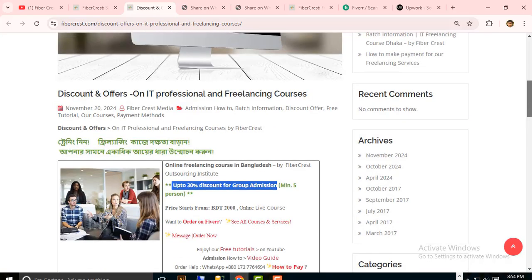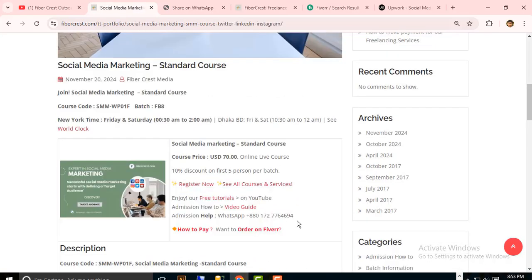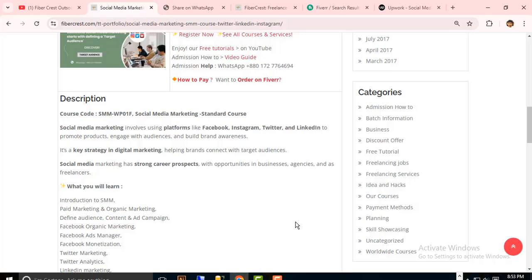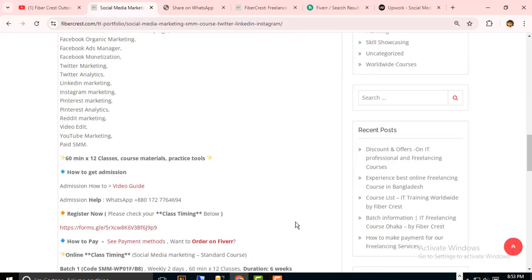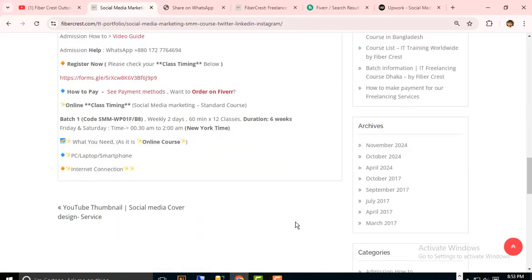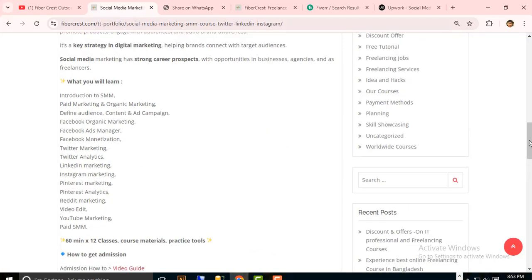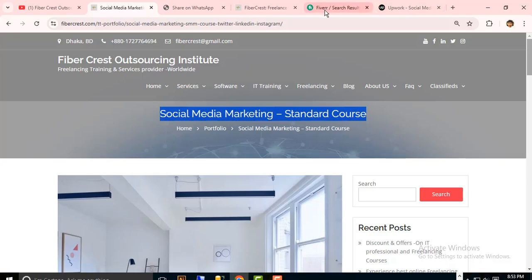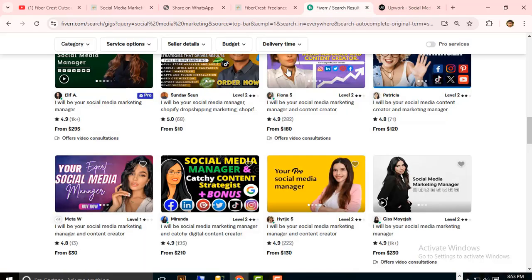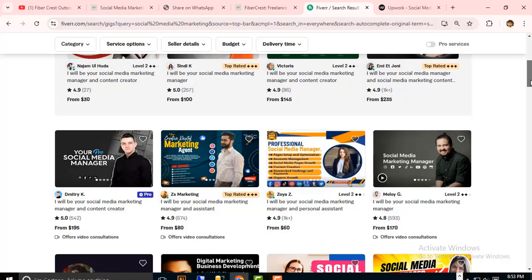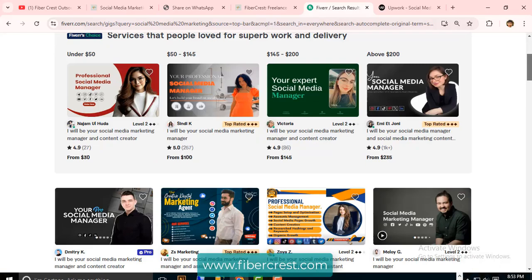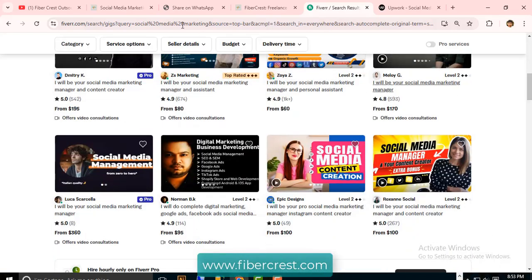Social media marketing has strong career prospects, with opportunities in businesses, agencies, and as freelancers. The future of social media marketing is promising, with increasing reliance on data analytics, AI, and influencer marketing. Skills in these areas, along with emerging platforms, will be crucial for future marketers to stay effective, innovative, and in demand.